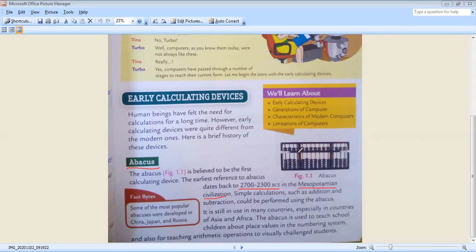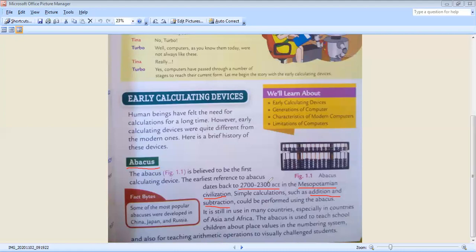Simple calculations such as addition and subtraction could be performed using the abacus. It is still in use in many countries, especially in countries of Asia and Africa.